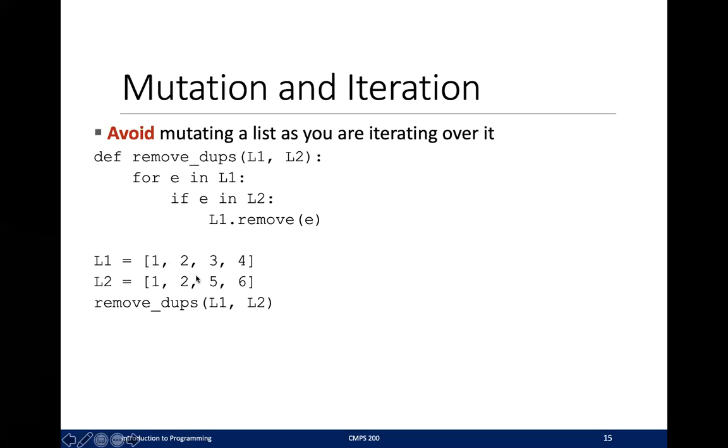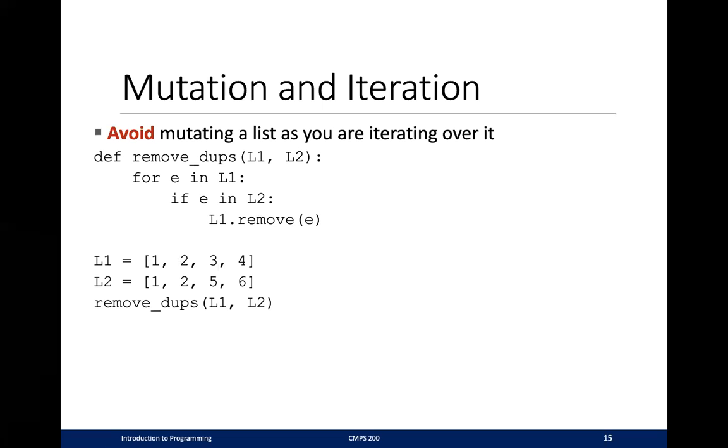How does it know what E is? That's a loop. So for every element in L1, what is for E in L1? It means loop over all the elements in L1. So I start with 1. Check, is 1 in L2? Yes. So remove it. And then I go to the next element. It's a loop, starting from the beginning, from position 0 till position 1.